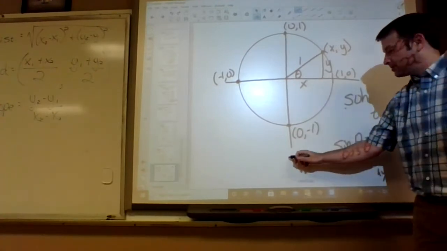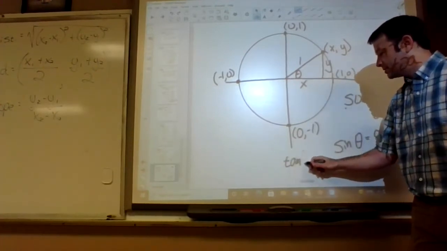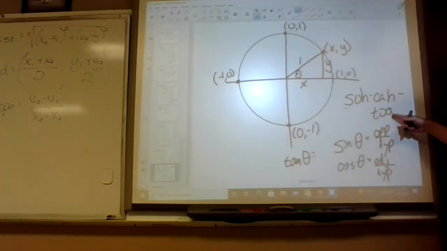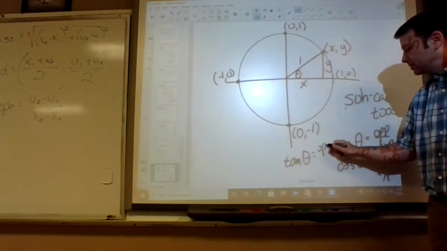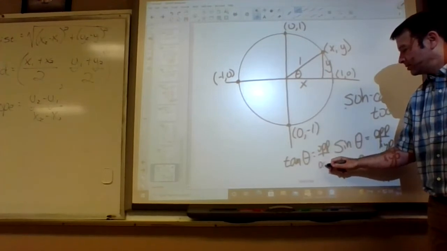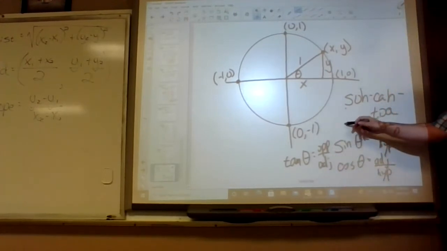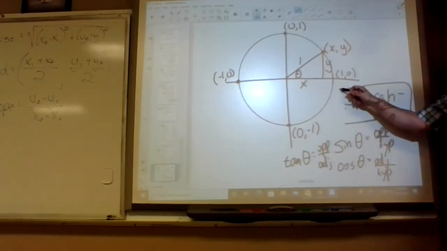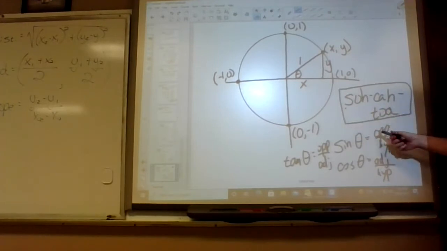And tangent, I'm going to put it over here. Tangent is opposite over adjacent. If you don't have it already, you do need to get this memorized, SOHCAHTOA, and what it means, and how to use it, and all of it.